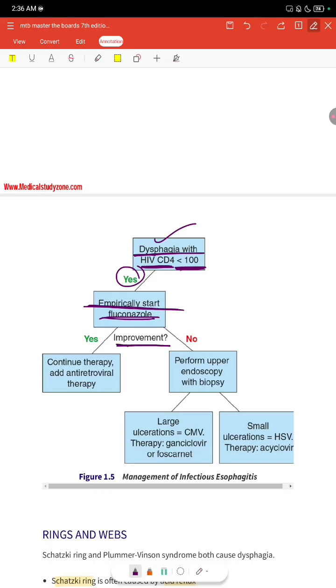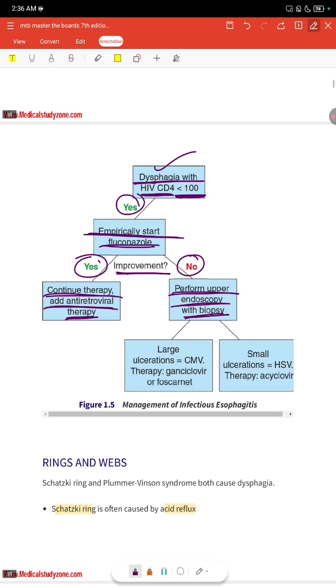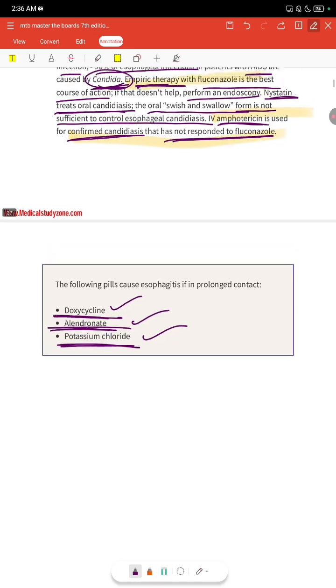Now, if there is some improvement, we continue the therapy and add antiretroviral therapy as well. But if there is no improvement, we perform upper endoscopy with biopsy in order to check what the real problem is. If the biopsy finding shows the presence of large ulcerations, it means it is caused by CMV. The infectious esophagitis.